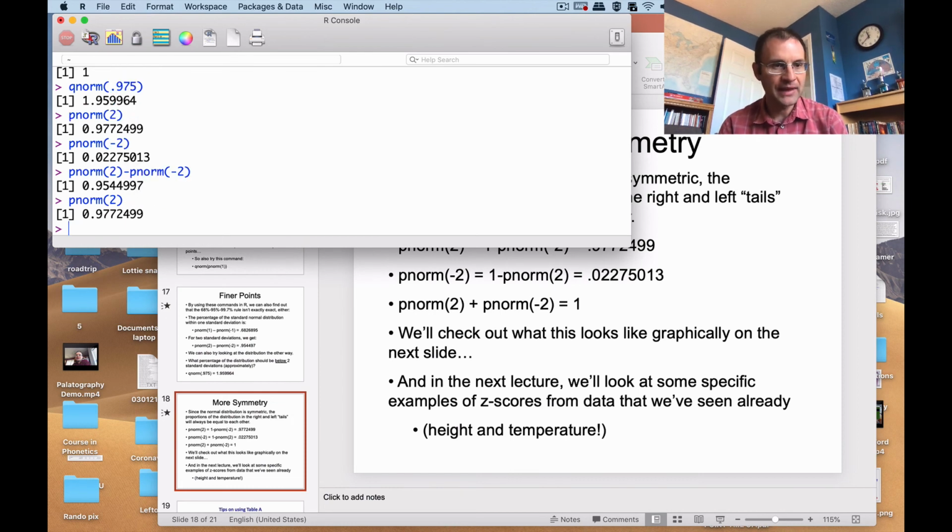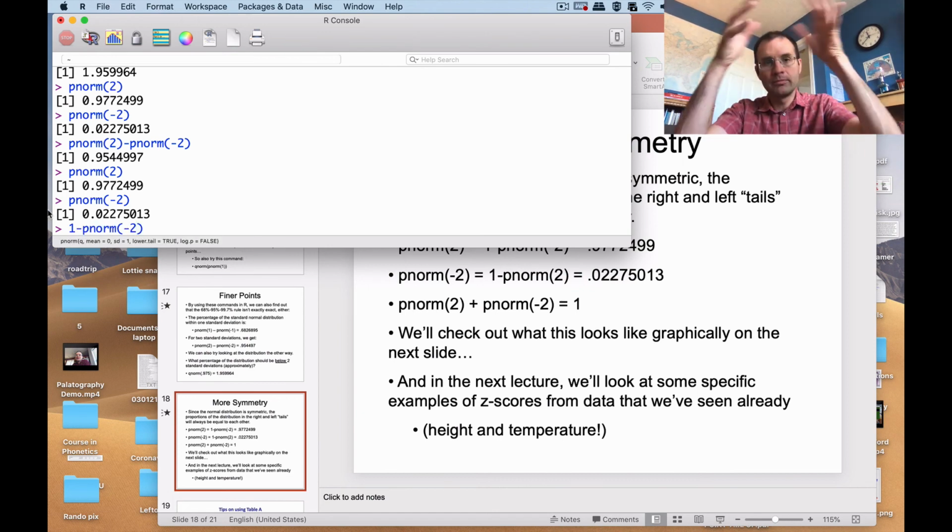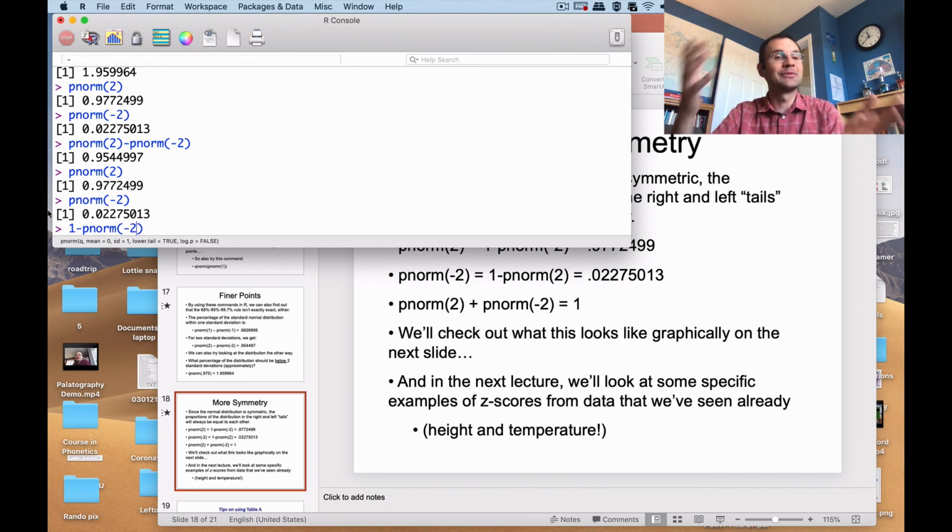In case that's not clear, we'll crank through some of the math here. Again, pnorm of 2 is everything to the left of 2 standard deviations. Pnorm of -2 is everything to the left of -2 standard deviations, but for 1 minus pnorm of -2, remember the whole density curve, everything underneath it, adds up to 1. So if I take the whole thing, which is 1, and slice off everything to the left of -2 standard deviations, it leaves me with everything to the right of -2 standard deviations.